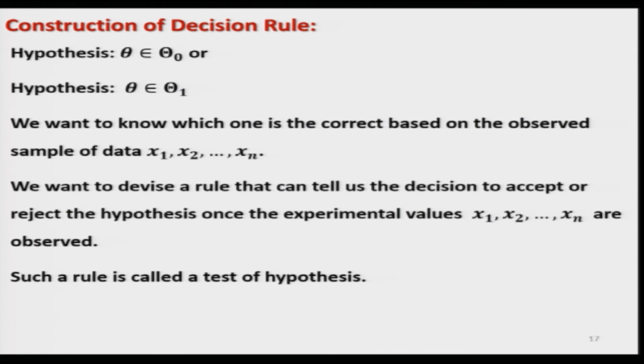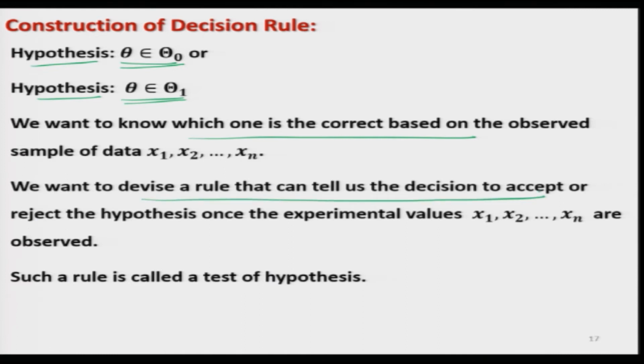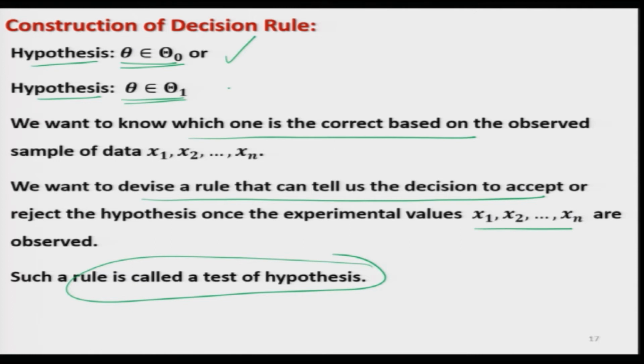And then we try to write down these events in the form of hypotheses. So, I can write down two hypotheses: one hypothesis is that theta belongs to capital Theta 0, or the other hypothesis is that theta belongs to capital Theta 1. And we want to know, on the basis of the given sample of data, which of the hypotheses is correct. For that we want to devise a rule that can inform us of the decision to accept or reject the hypothesis once the experimental values x1, x2, ..., xn are observed, and such a rule is called a test of hypothesis. So, we simply want the decision rule to know whether theta belongs to capital Theta 0 or capital Theta 1.